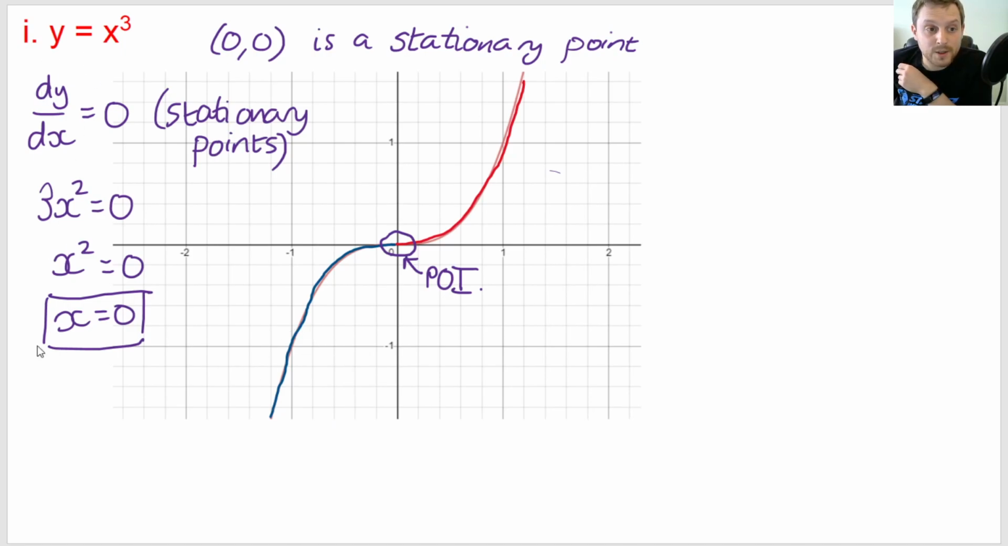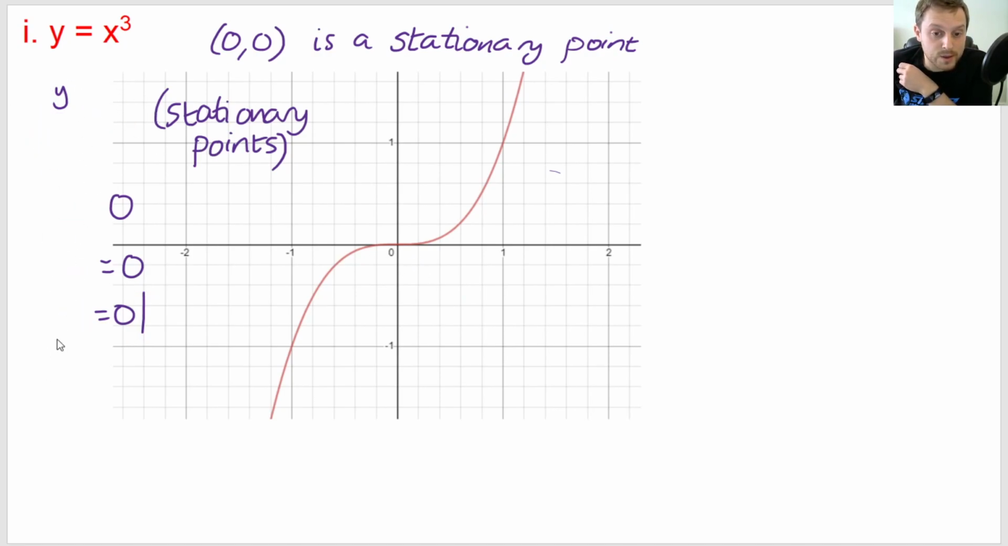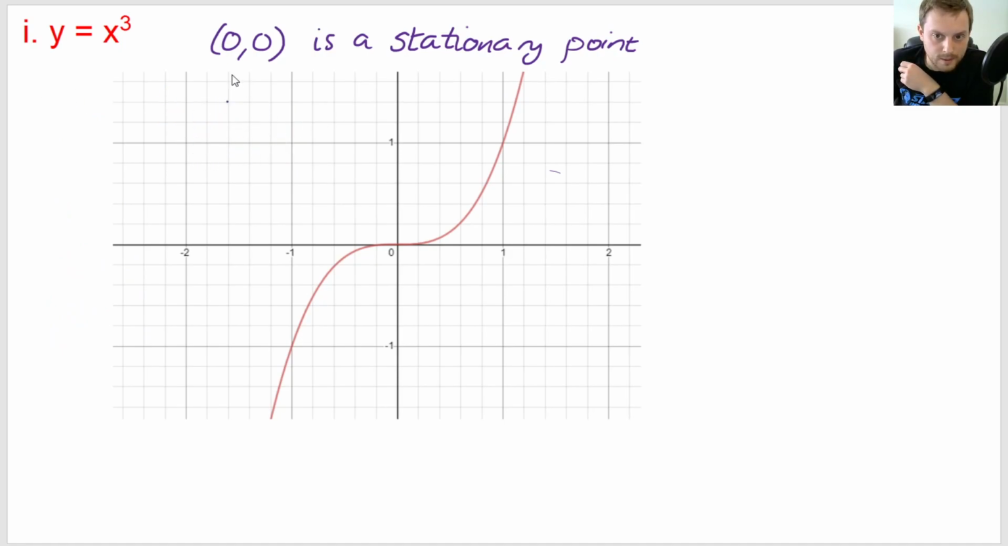Now what I'm going to do is rub all of this out because I'm going to come back to it later. But that's what a stationary point of inflection would be. Now it doesn't just happen with y equals x cubed. There are lots of examples, but it's possibly the easiest example for that sort of thing.